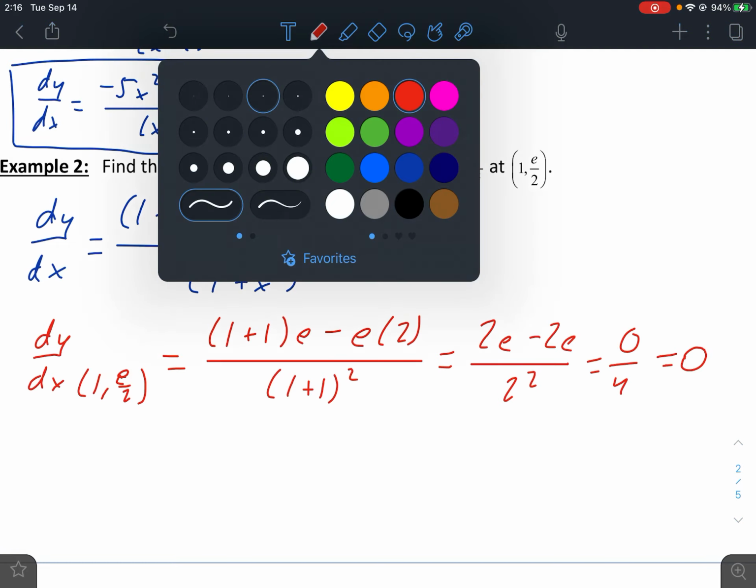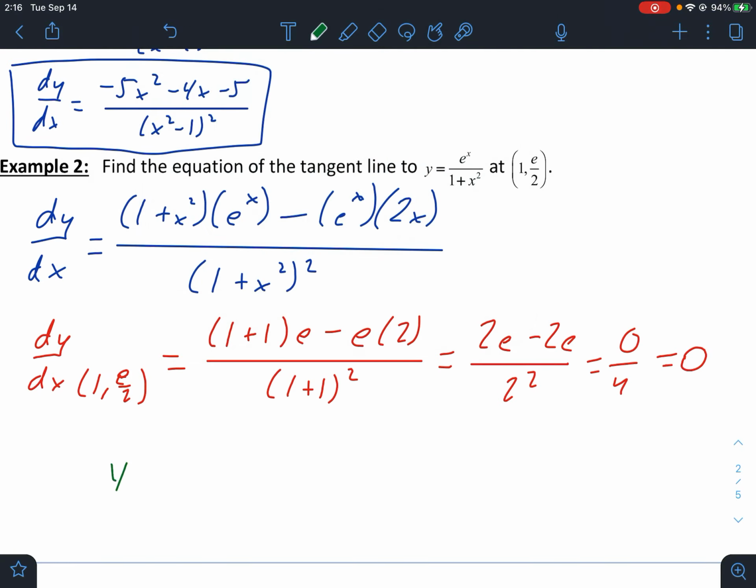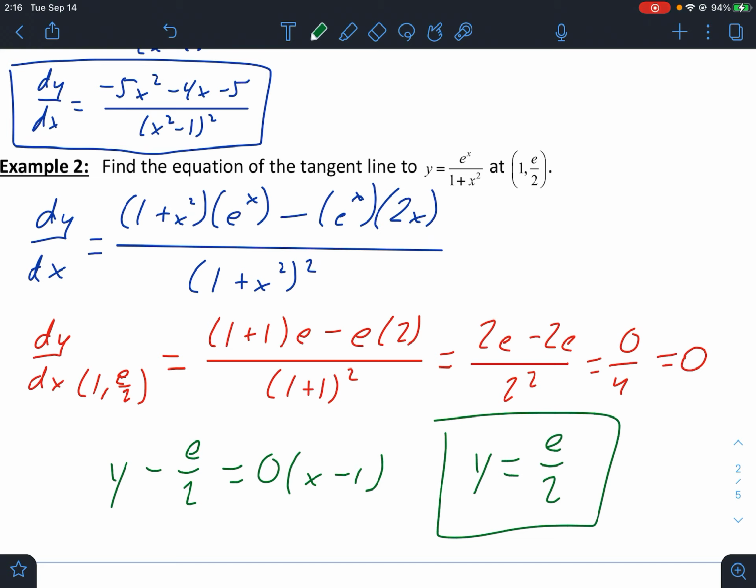So now we can write the equation of our tangent line. y minus e over 2 equals 0 times x minus 1. But really, this whole right side would just be 0. So we're left with y minus e over 2 equals 0. Or if we add e over 2 to both sides, we get y equals e over 2, which is just a horizontal line at e over 2.